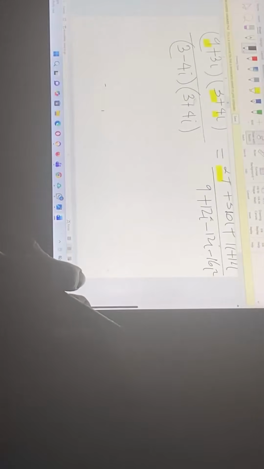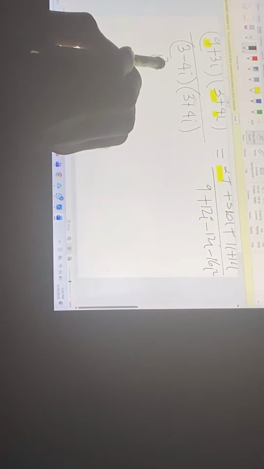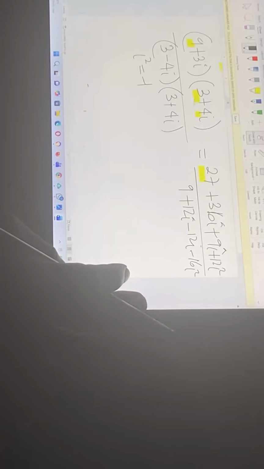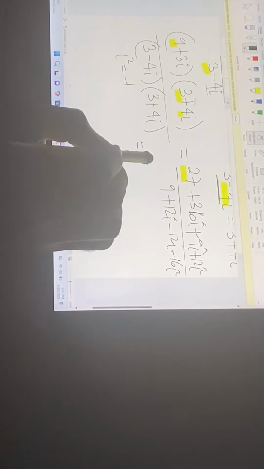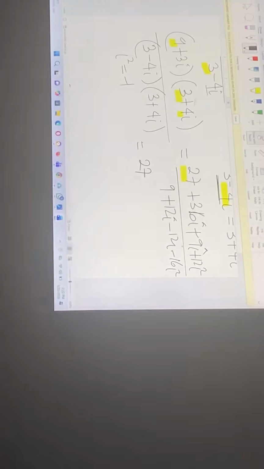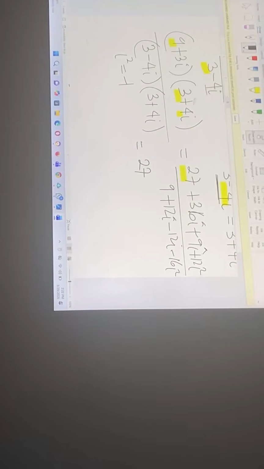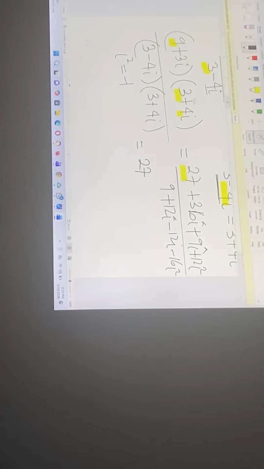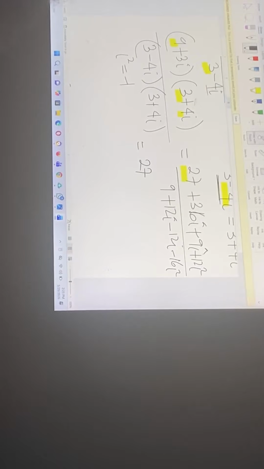So what you have to understand in terms of complex numbers is that whenever you see i squared, it is equal to minus 1. So anywhere you see i squared, replace that with minus 1. So I will have this to be 27. 36i plus 9i will give us 35i, I think. Is it 35 or 45? Please check.